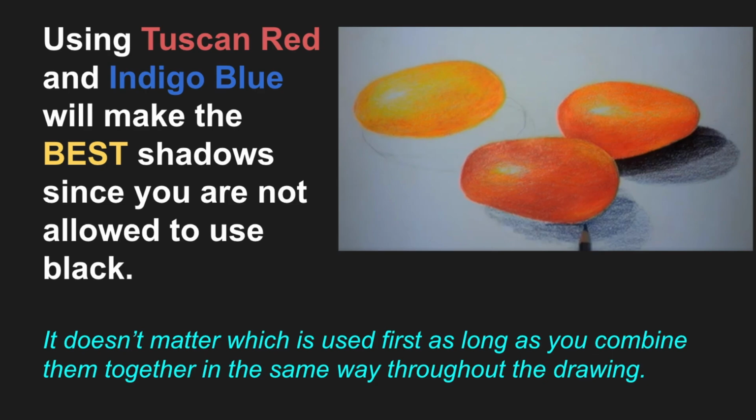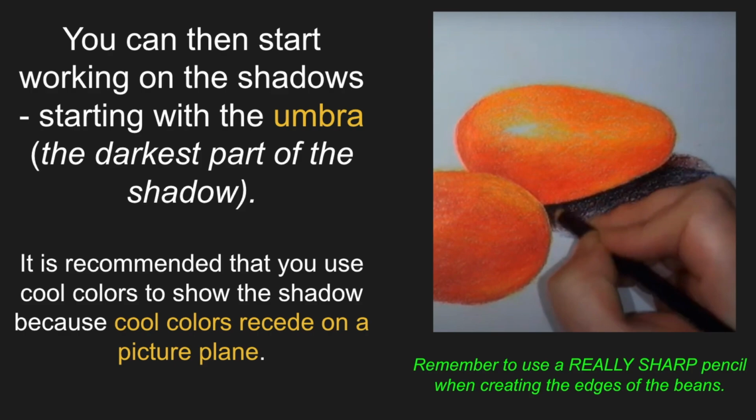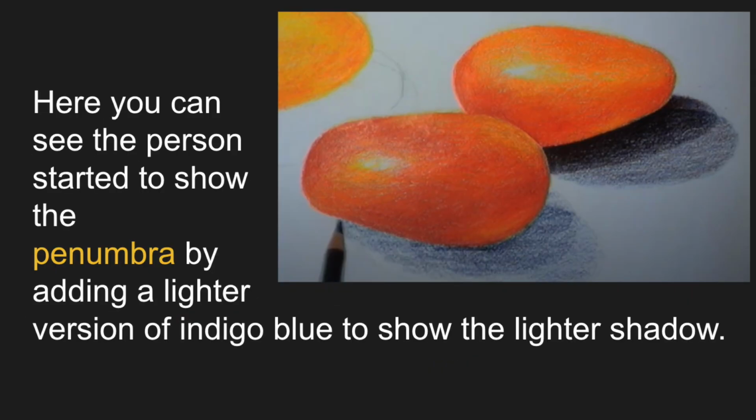Again, the reason we're practicing these things is so that you see the way that colors react to each other. The umbra, which is the darkest part of the shadow, you're going to actually combine the Tuscan red and indigo blue. Here you can see the person is doing that. It's also recommended that you have a really sharp pencil in order to get really nice crisp edges. So any of these edges that you're seeing from one bean to another, or from the bean to the background, or from the bean to the shadow, those were created with really sharp pencils, and the person, generally speaking, presses pretty hard as you're doing the edges, and then you have to pick up the pressure of the pencil so that you get those lighter values within the shadow and within the object itself.